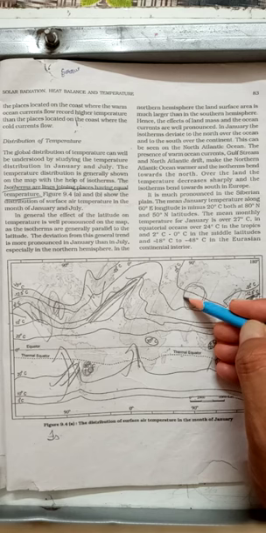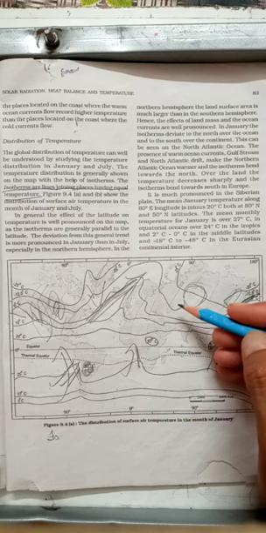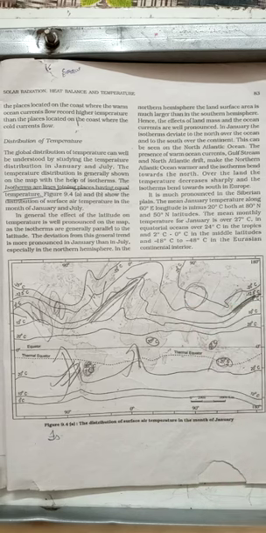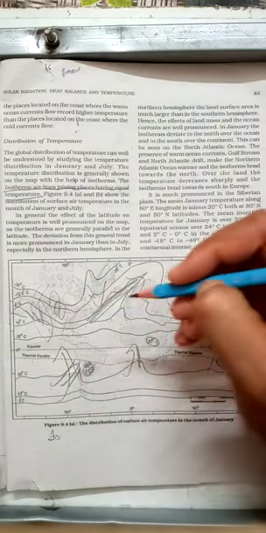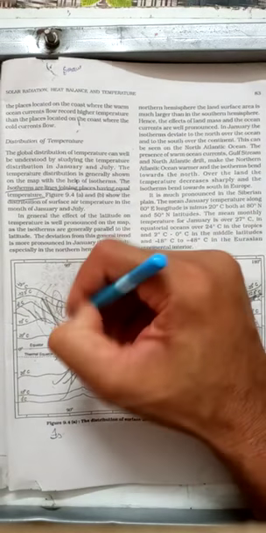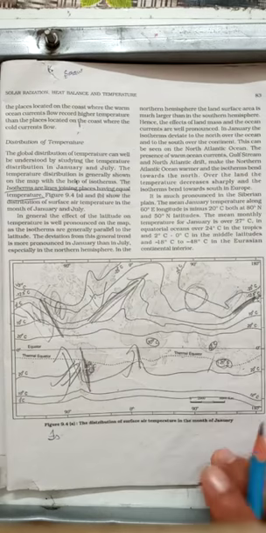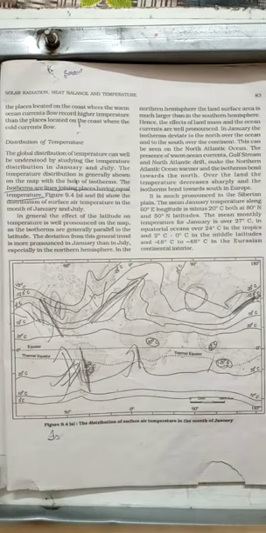And mountain ranges seem to exert great influence on the horizontal distribution of temperature. The barrier effect of the Rockies in North America, in this part, and the Andes in South America does not allow the oceanic influence to penetrate far inland. Thank you.